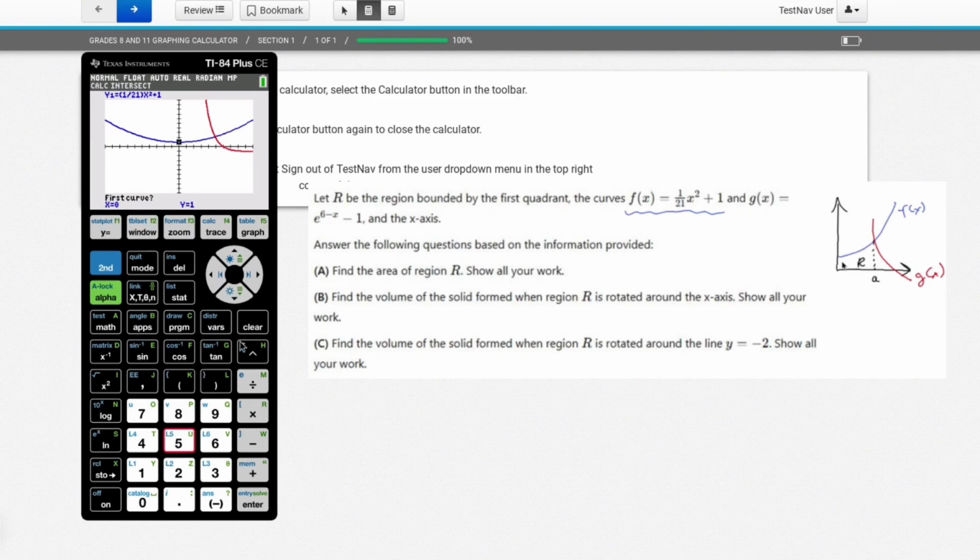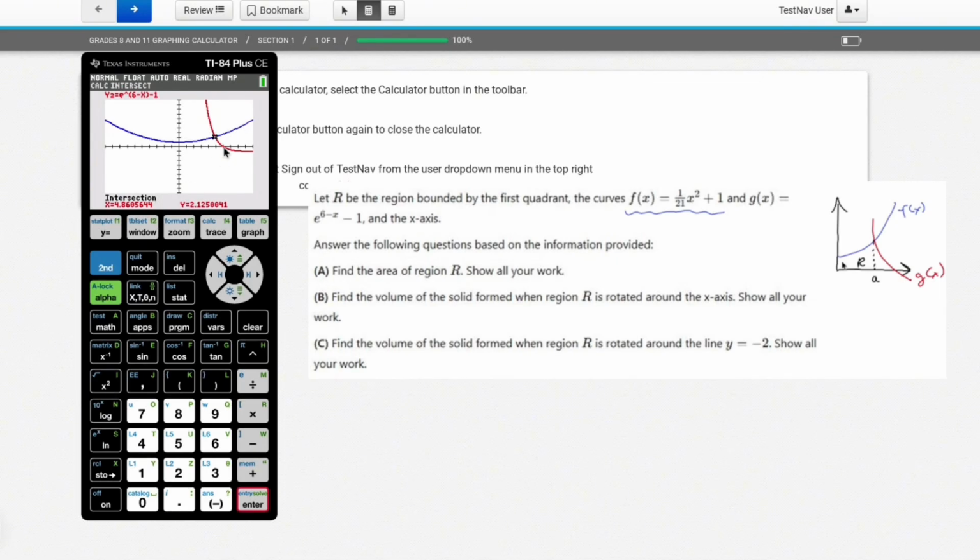So hit 5. Let's move closer to the intersections. For the first curve, I like to always hang just to the left of it. Hit enter. For the second curve, just to the right of the intersection, hit enter. Always guess, hit enter again. And we are going to pocket the fact that our intersection is 4.861. We're going to use that number over and over again. Okay, so A is 4.861.